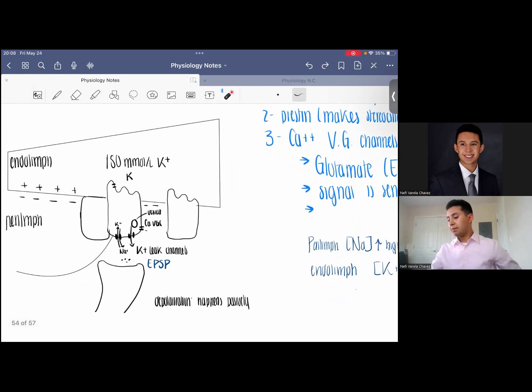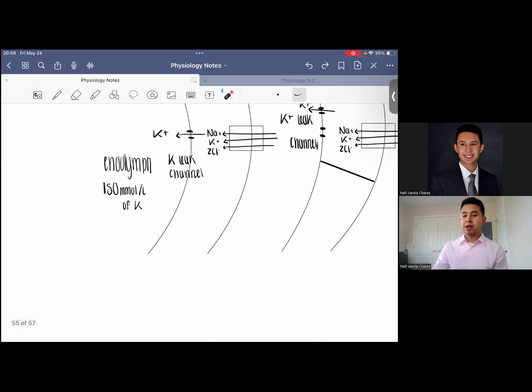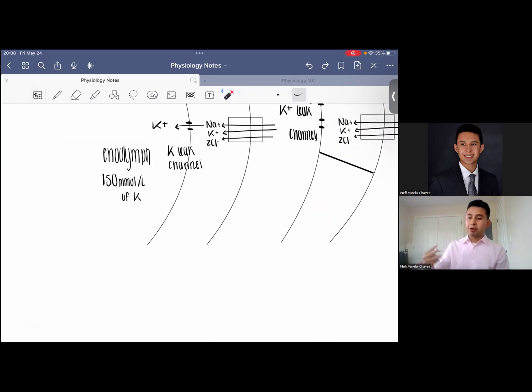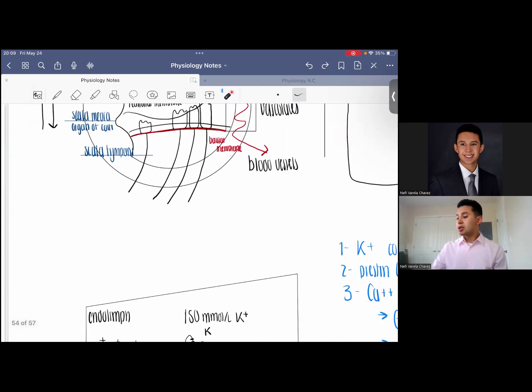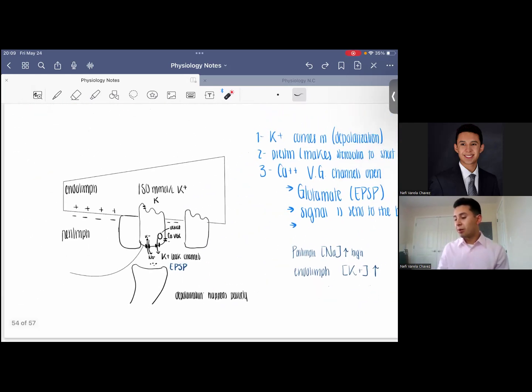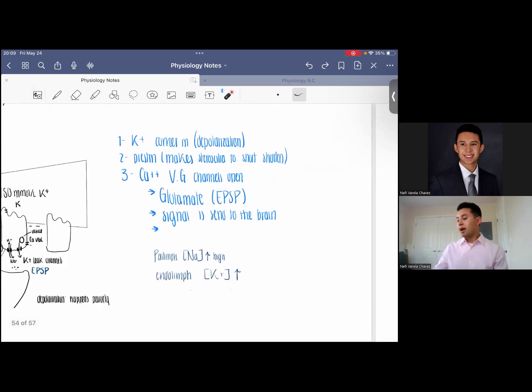This is gonna be a passive process, but taking potassium to the endolymph is gonna be an active process that is gonna be facilitated by these special proteins for these three ions: sodium, potassium, and chlorine. The sodium potassium pump and potassium leak channels help us to reach this concentration. So this is how it's gonna work. This is how we're gonna reach this action potential. Everything starts here.